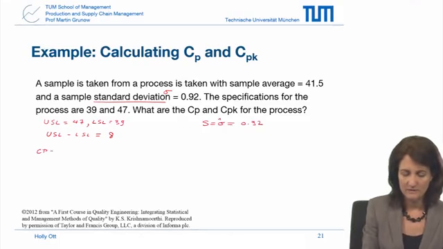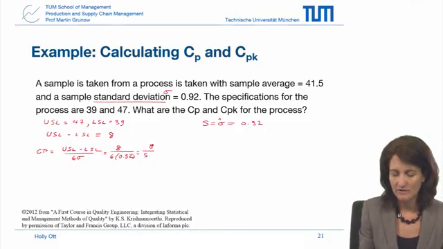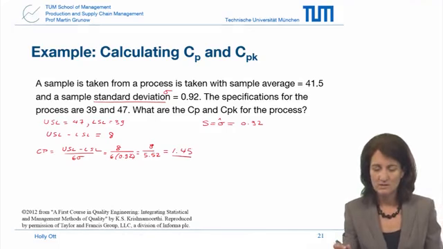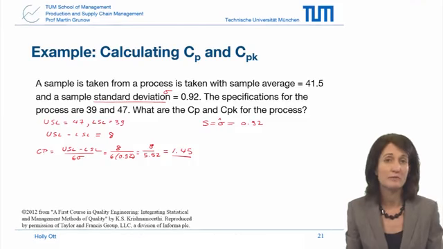CP is equal to the upper spec limit minus the lower spec limit over 6 sigma. So we have 8 over 6 times 0.92, which gives us 8 over 5.52, which gives us a very good value of 1.45. Looking at the CP, this looks very positive. We have a very capable process. It's greater than 1, greater than 1.33.